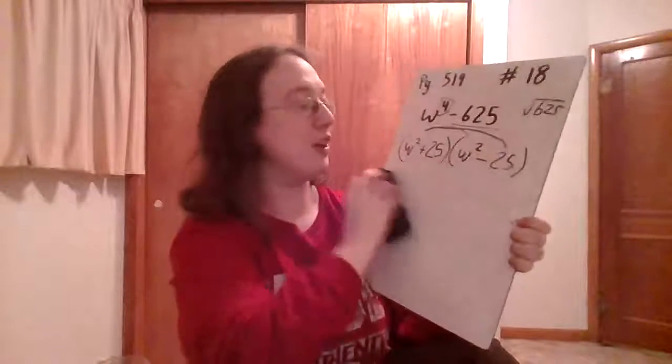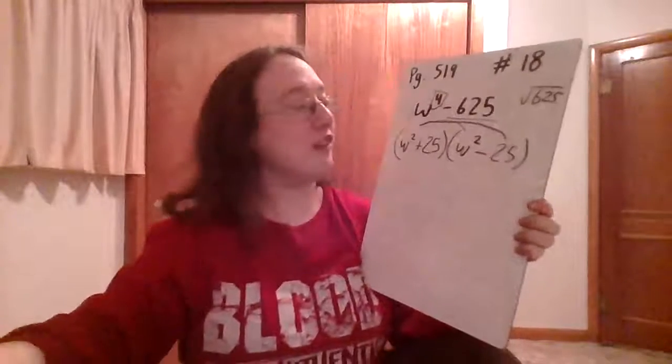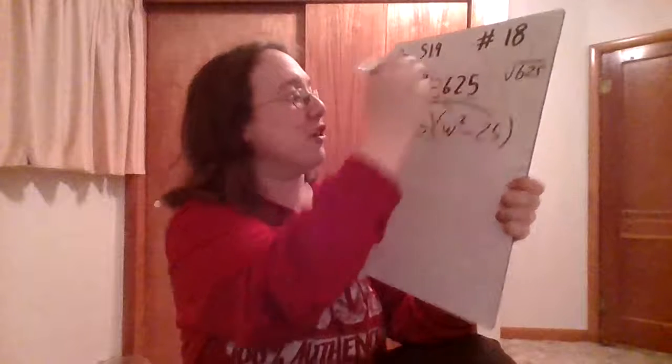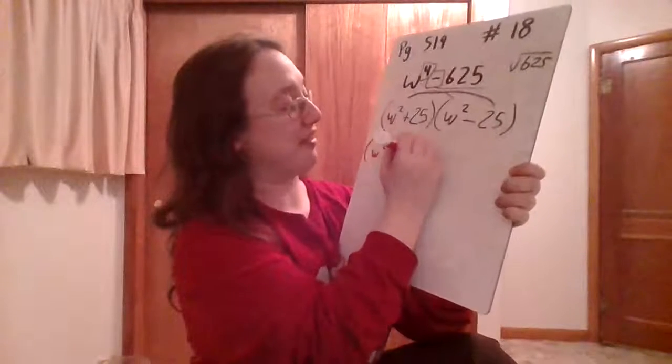But we're not quite done, because we can do it again. Because 25 also has a nice square root. Now, importantly, again, this only works if that's a minus there. So this part here that's a w squared plus a 25, that's going to stay.